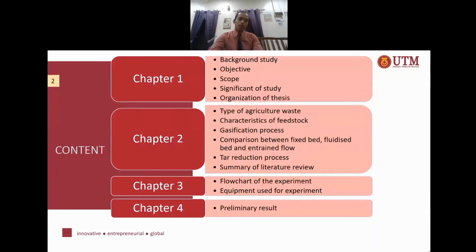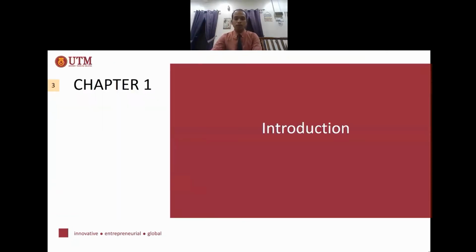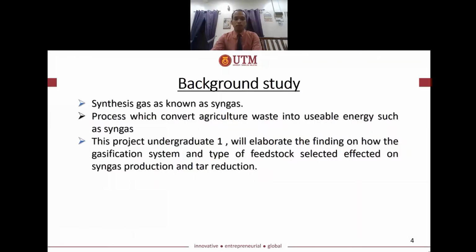Okay, next page is content. In this slide, we will have 4 chapters: Chapter 1, Chapter 2, Chapter 3, and Chapter 4. Chapter 1 is about introduction. In Chapter 1, we'll have the background study.